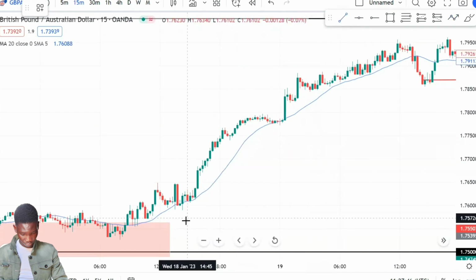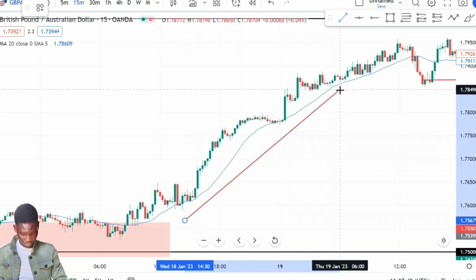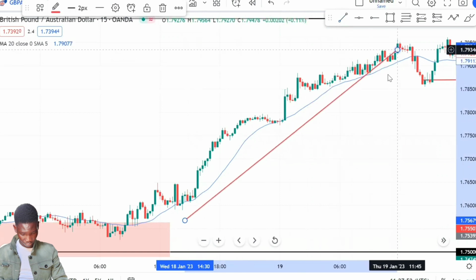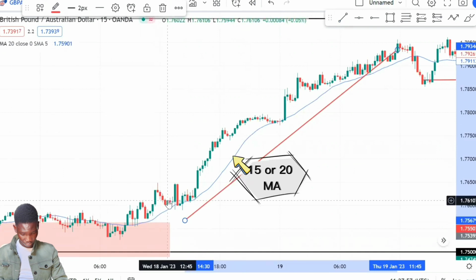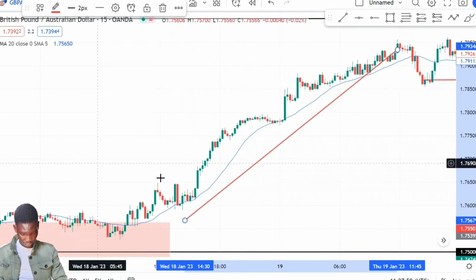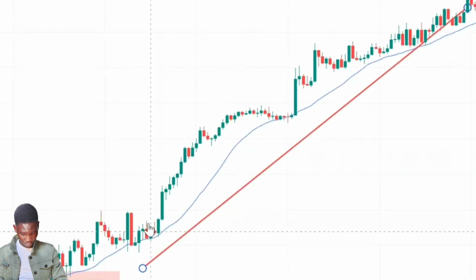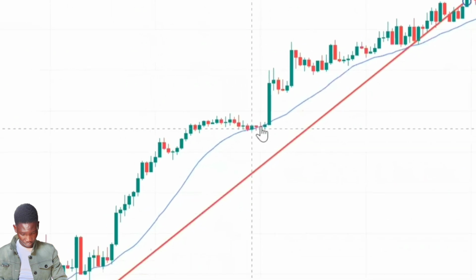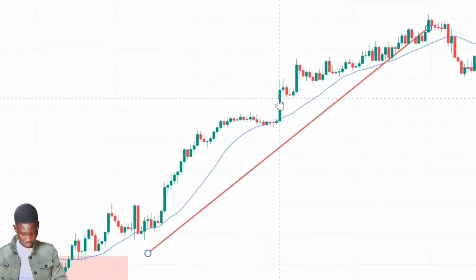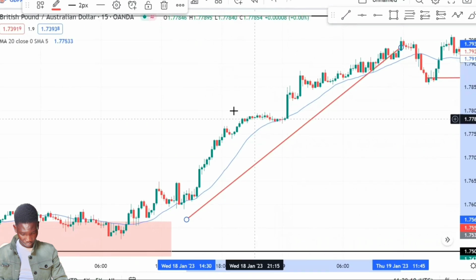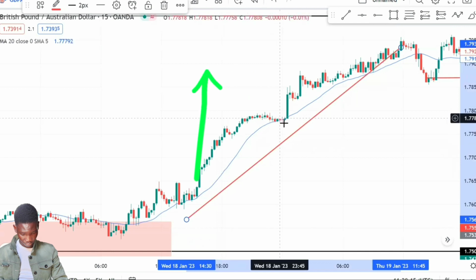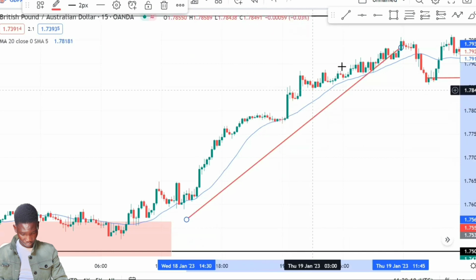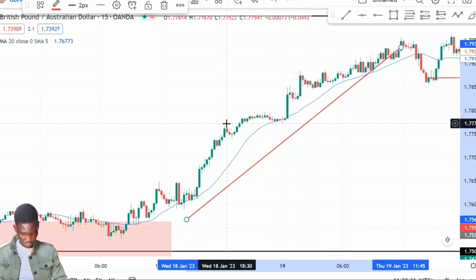So basically, as you can see, the market is pushing up to the upside aggressively. And in this type of trend state, I usually use my moving average. You can either use the 15 moving average or the 20 moving average. As you can see, the market came down here, bounced off the 15 moving average, came back here to bounce off the 15 moving average and continued to the upside. Each time the market touches the 15 moving average, there's an aggressive pull to the upside. So in the strong trend state, I usually use my moving average to take entries.